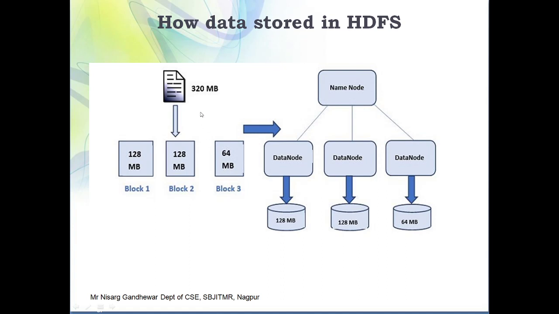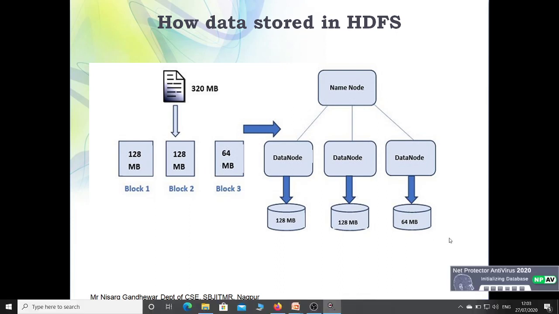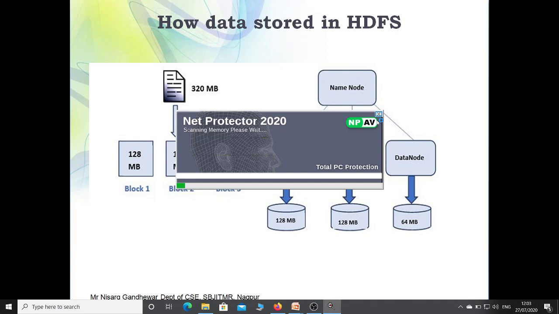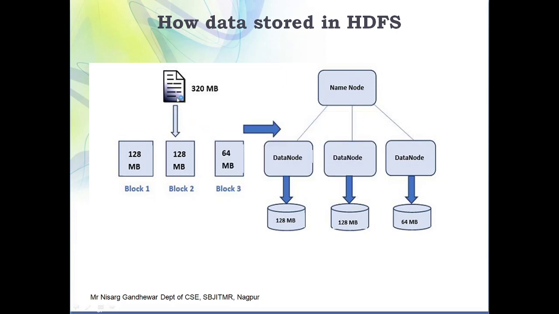So my file size is 320 MB. This is being divided into 3 blocks: block 1, block 2, block 3. Block 1 is having capacity of 128. As I told you, by default size in Hadoop is 128 MB, but it can be changed. So block 1 is 128 MB, block 2 is again 128 MB, and block 3 is going to have 64 MB. So in this way, this one large file is divided into 3 subparts.